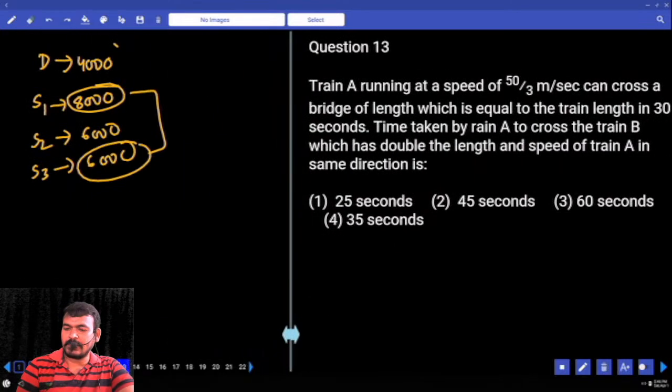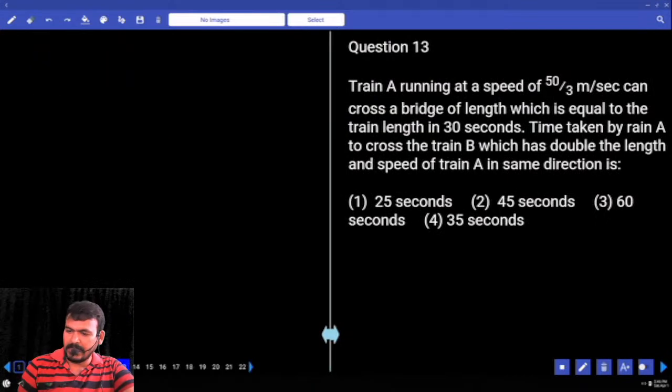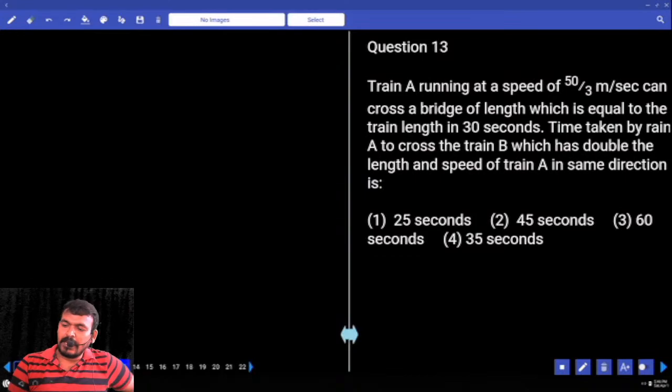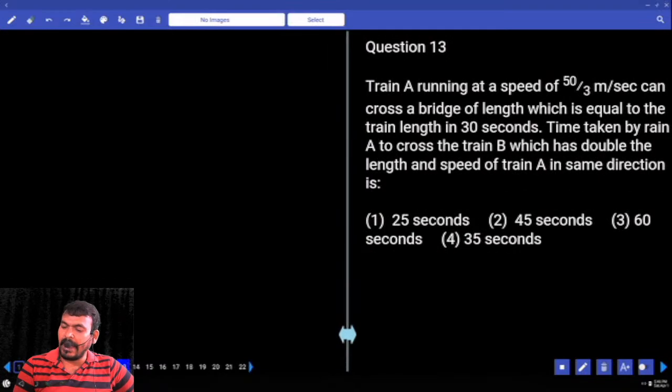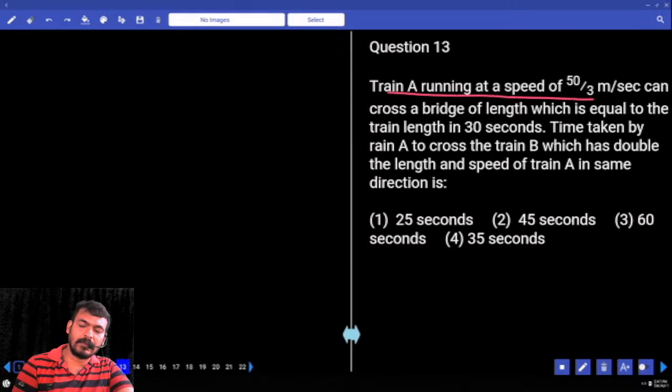Train A running at a speed of 50 by 3 meter per second can cross a bridge of length equal to the train length in 30 seconds. Time taken by train A to cross train B, which has double the length and speed of train A, in same direction or opposite direction? Same direction. First of all, train A is running at a speed of how much? 50 by 3 meter per second can cross the bridge of same length or different length? Length which is equal to which one?